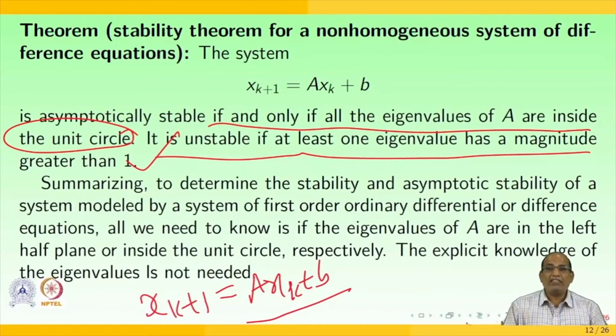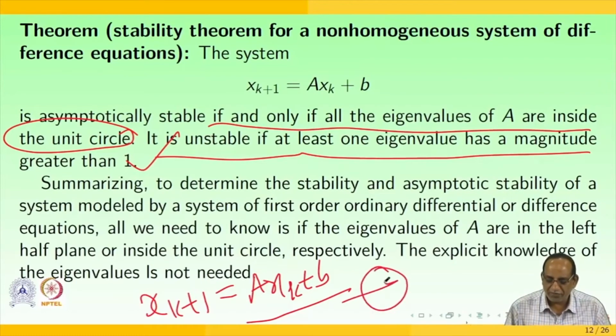Summarizing, to determine the stability and asymptotic stability of systems modeled by first order differential equations, all that we need to know is if the eigenvalues of A are in the left half plane or inside the unit circle. The explicit knowledge of the eigenvalues is not needed.